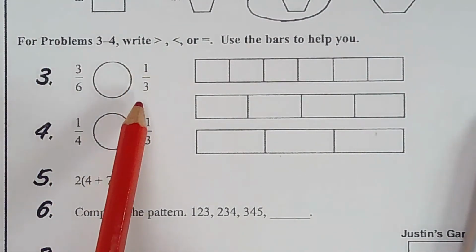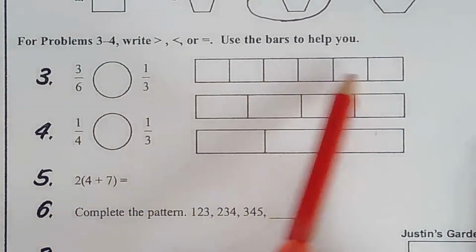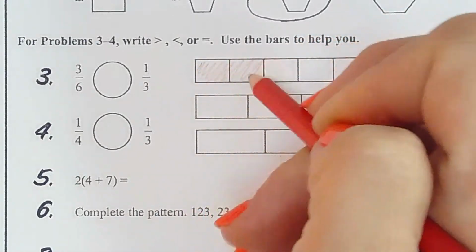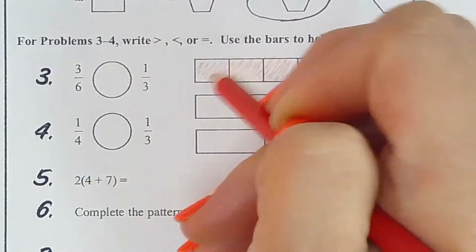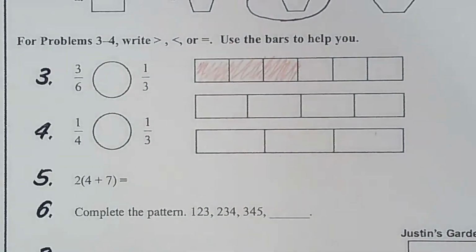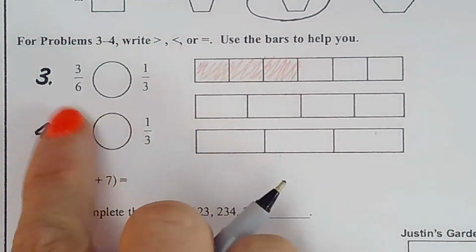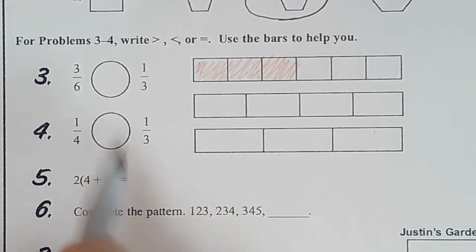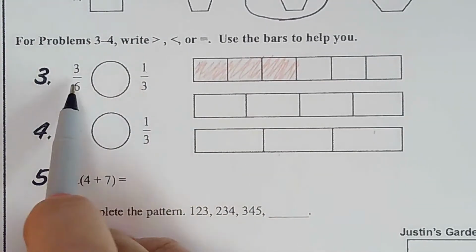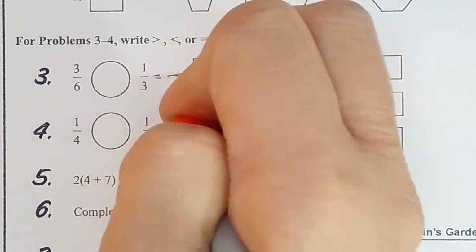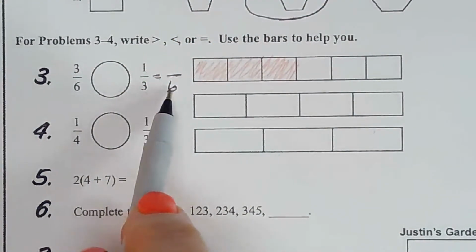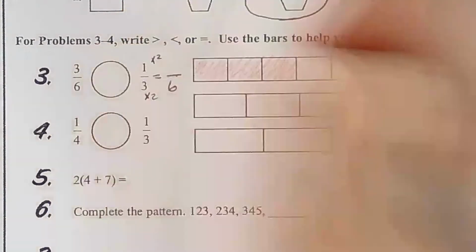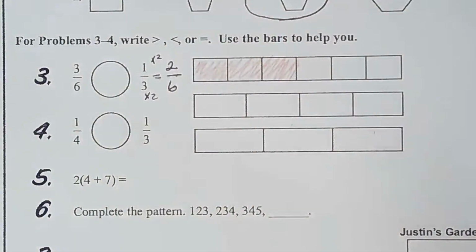So 3/6 compared to 1/3. So if I showed what 3/6 looks like on this graph, it would be coloring 3 out of 6. Now it can be really hard to compare fractions when they have different denominators. So my suggestion would be to turn this denominator into a 6. And if that 3 is changing to a 6, it's multiplying by 2. So if I do 1 times 2, that's 2/6.